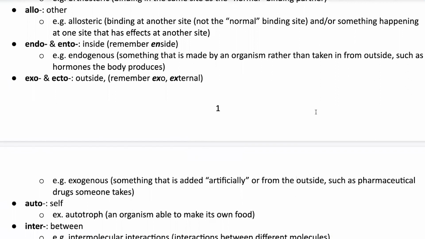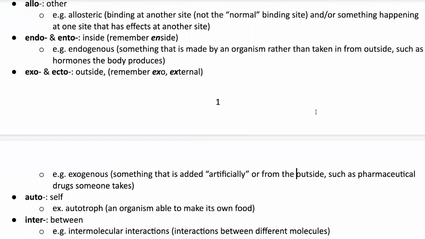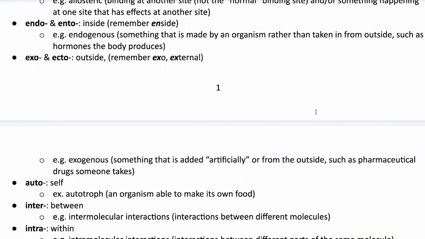Okay, so let's talk more about where things are. Endo and ento, these are going to be inside. So remember inside, endo, ento. A common place is endogenous. So this is something that's made by an organism rather than taken in from outside, such as hormones that your body produces and uses. This is an opposite of exo and ecto.